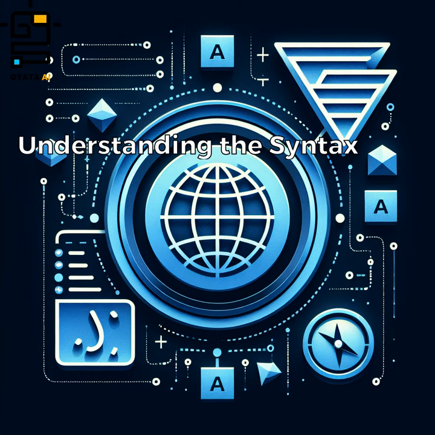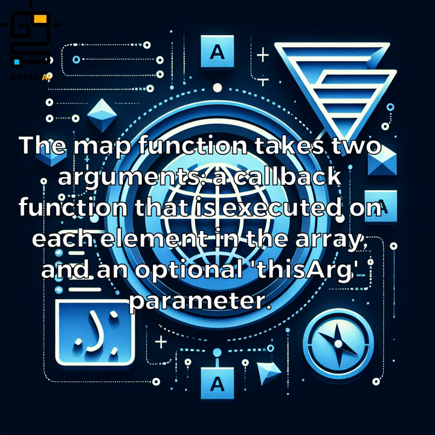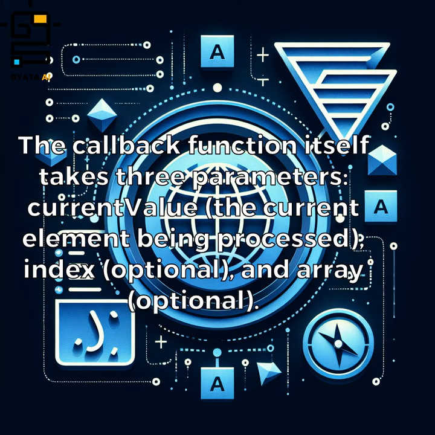Understanding the syntax, the map function takes two arguments: a callback function that is executed on each element in the array, and an optional thisArg parameter. The callback function itself takes three parameters: currentValue, the current element being processed; index, optional; and array, optional.